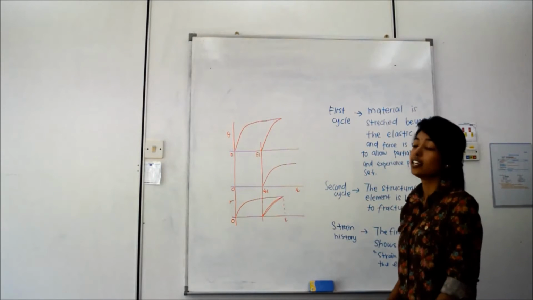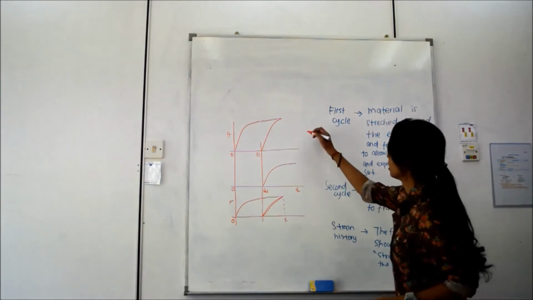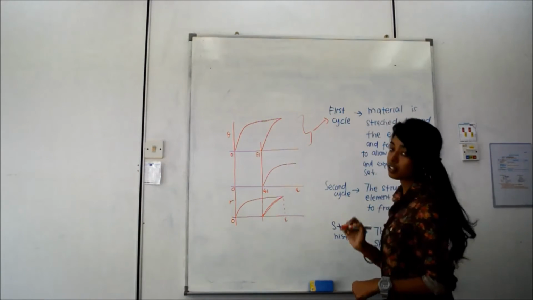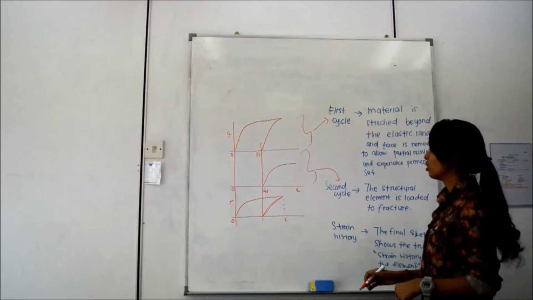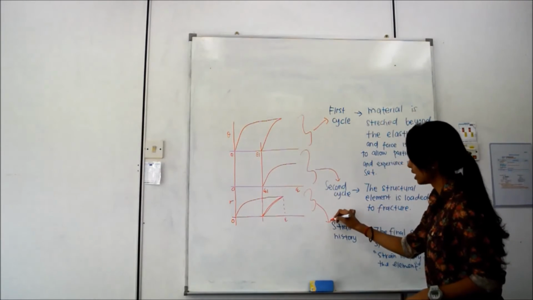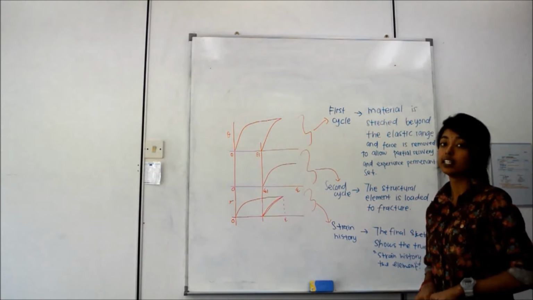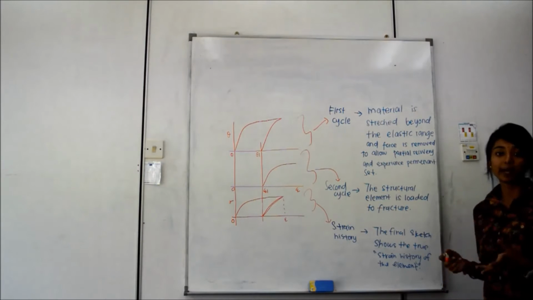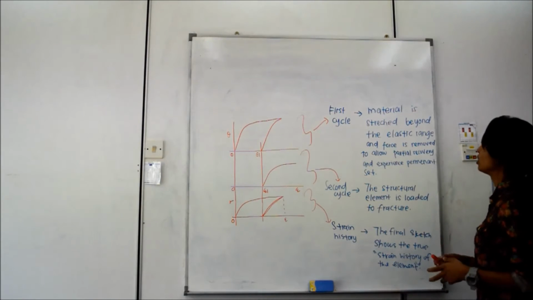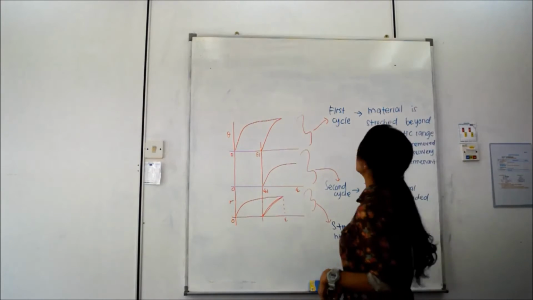Okay. As you all can see, this is the graph for strain hardening. Here is the first cycle. This is known as the second cycle, while the last one is known as strain history. In the first cycle, what will happen is the material, referring to the metal, is stretched beyond the elastic range, and the force is removed.